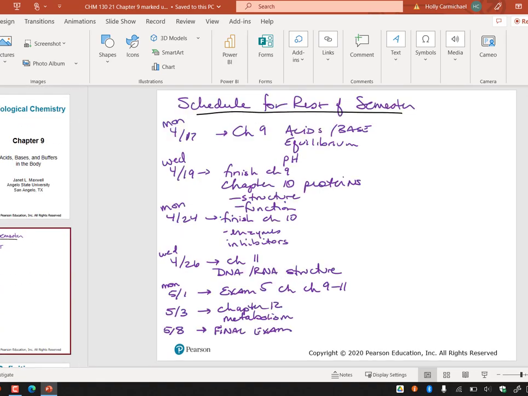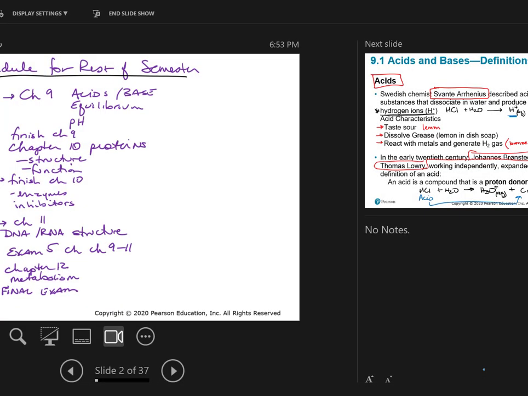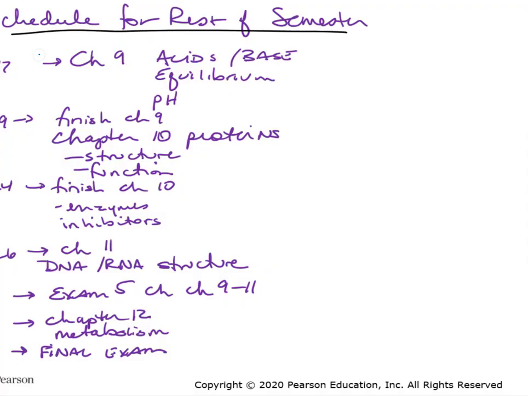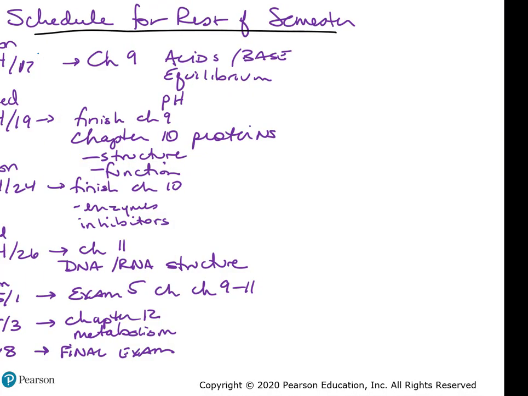I did talk about the schedule for anybody that came in a little bit late. I'll have this exam graded and I'll give it back to you on Wednesday night. So tonight we pretty much did acids, bases, equilibrium. We did pH. So now on Wednesday, the plan is to finish chapter 9 and then start chapter 10, which is proteins.